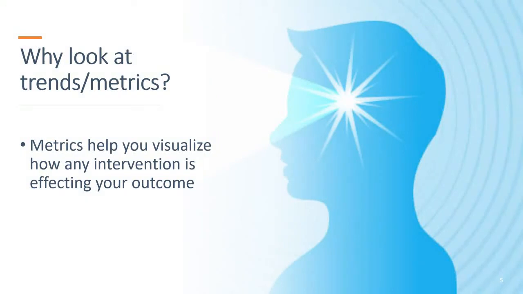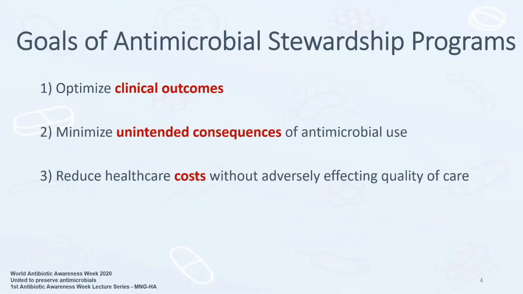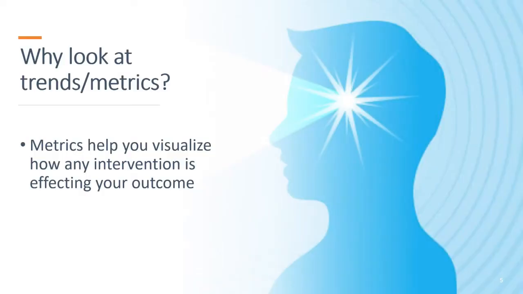So why look at trends or metrics? Metrics are there to help you visualize how an intervention is affecting your outcome. When I was talking for the past couple of minutes, it was very difficult to see what I mean by optimizing clinical outcomes, reducing costs, reducing risk of adverse events. But when you see a graph, or numbers, it's a lot easier to visualize how your intervention is changing any outcome, regardless of what the outcome is.